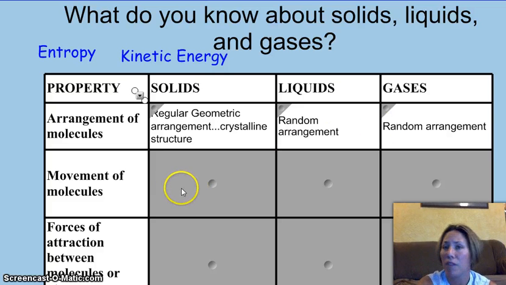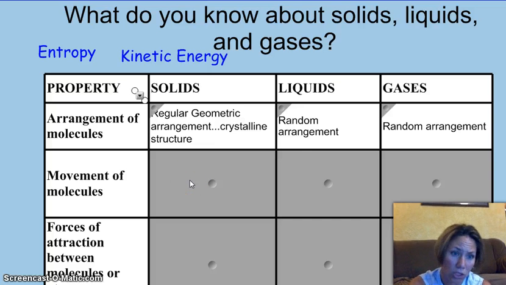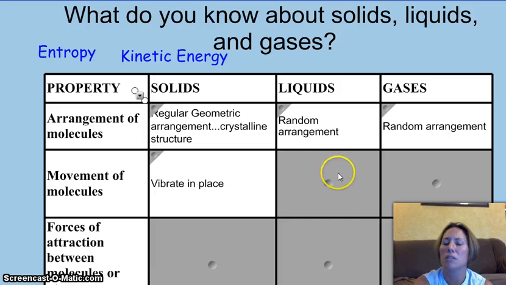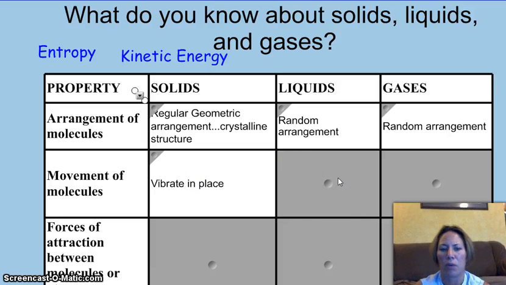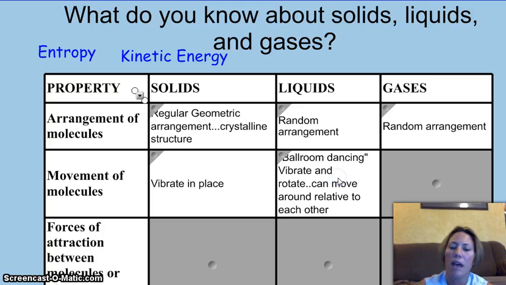As you saw from the video, the type of matter where the atoms have the least motion is, can you guess? Right, solids have the least motion. All the atoms do is vibrate in place. Liquids have what I call ballroom dancing motion. They vibrate and they rotate and they can move about relative to each other.